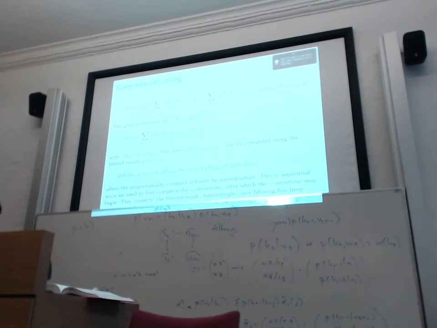Okay, so the second classical thing to do is what's called correction smoothing. So what you do with this one is you say, well, I want to know what this is. What is the posterior distribution, the smooth one, ht could be 1, 2, 3. And I'll just introduce this ht plus 1 into this expression. It's a marginal.